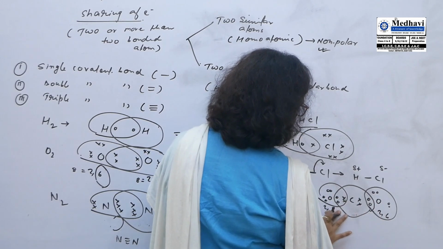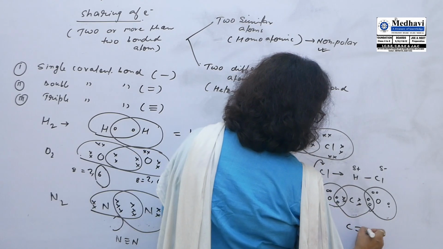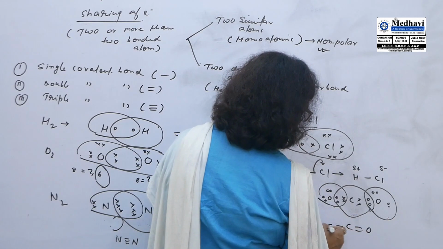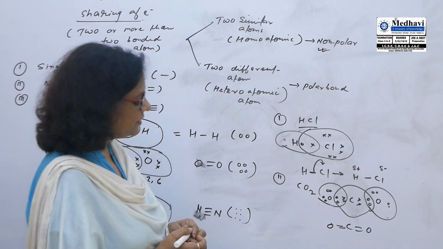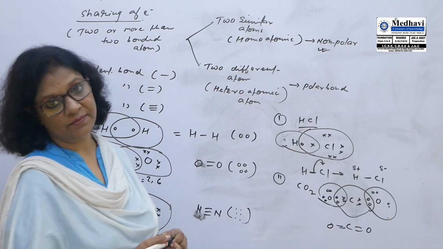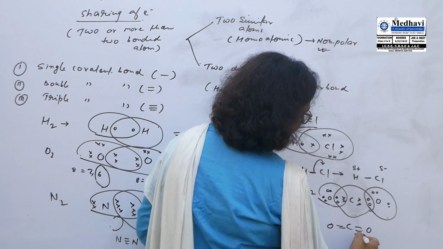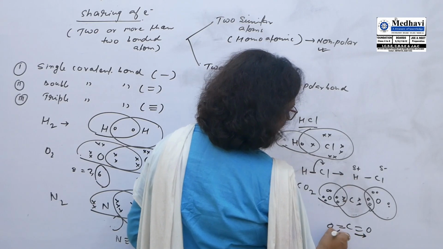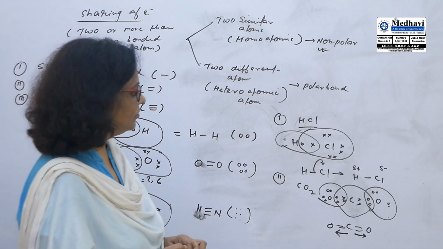So we can say that a double covalent bond develops between oxygen and carbon. This bond is called a polar bond, but the molecule has zero dipole moment, because the polarity of this bond is on this side and the polarity of the other bond is on the opposite side, so both cancel. So its dipole moment is zero.